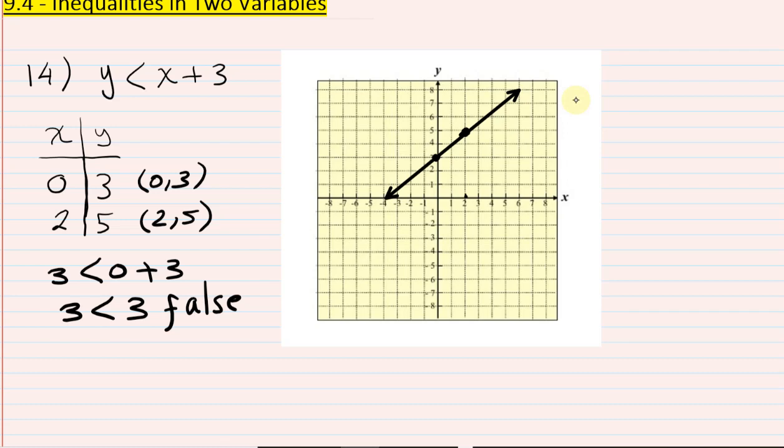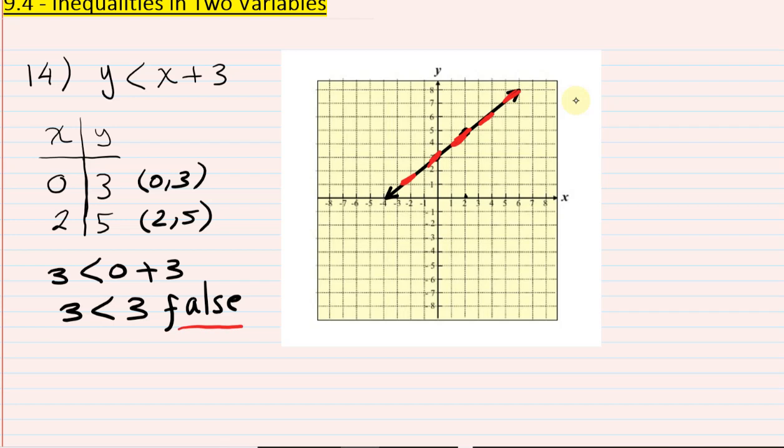We run into the exact same thing with the other point that we plotted, the 2, 5. When you plug in a 2 for x and 5 for y, you get 5 is less than 5. So neither of those are going to give me a solution. That suggests that all the points on the line are going to give me a false statement. Therefore, none of the points on the line are actually going to work, right? So what we do in that case is we turn it into a dashed or broken line. And that's the significance of the broken line. It means the points that are on the line are not going to be part of the solution.